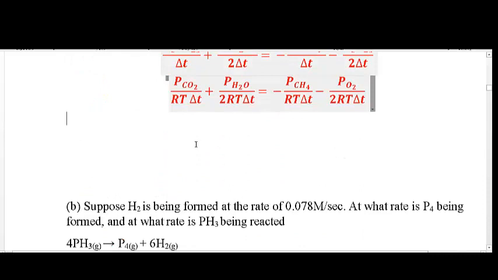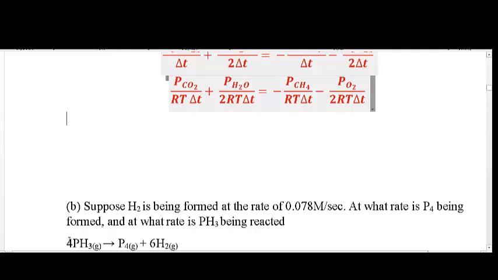So let's do a practice problem here. Suppose hydrogen gas is being formed at the rate of 0.078 molarity per second, or molar per second. At what rate is P4, this is called white phosphorus, being formed, and at what rate is PH3 being reacted? So here's our balanced chemical equation. You should have all the information needed here to write the rate expression.